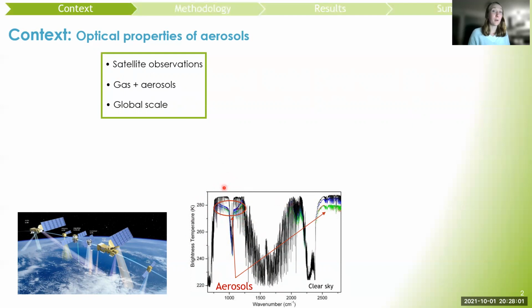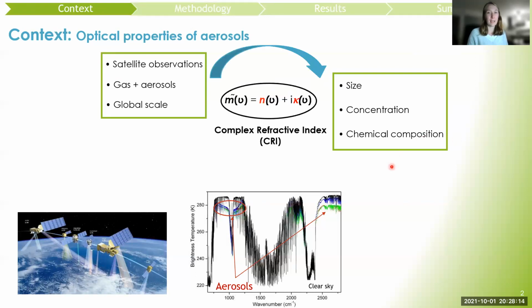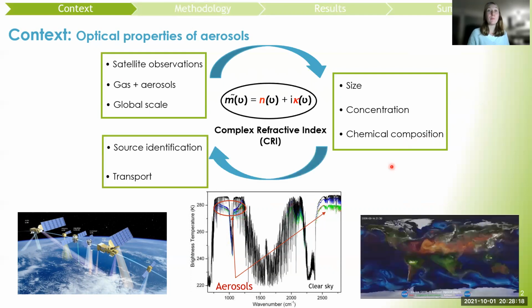So it could be nice that from this information, we can have the size of the particle, its concentration, and its chemical composition. But for that, we need an important physical parameter, which is the complex refractive index. Once we have this parameter, it could be possible to identify the different sources of aerosol over the globe and understand the transport of the aerosol and maybe get more information about how the chemical composition evolves during transport.